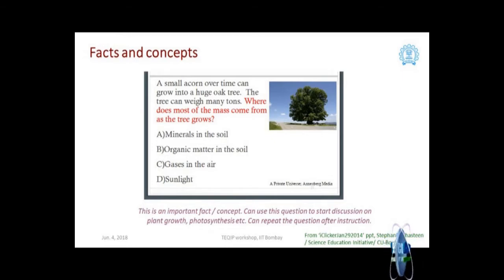Here is an example from some 8th standard environmental science or so. It says a small acorn, one of the seeds of a tree, can grow into a huge oak tree over time. The tree weighs many tons and the acorn is just a few grams. Where does most of the mass come from as the tree grows?